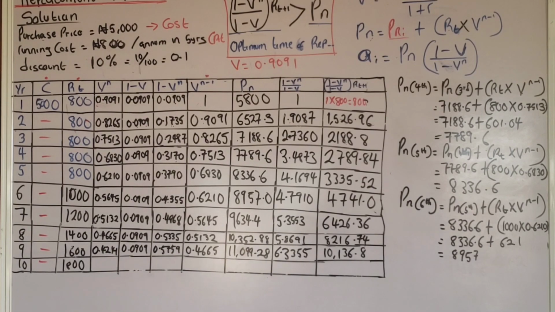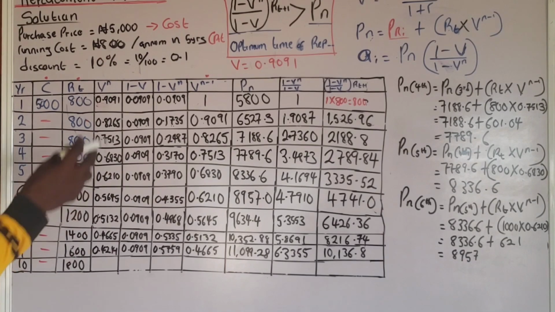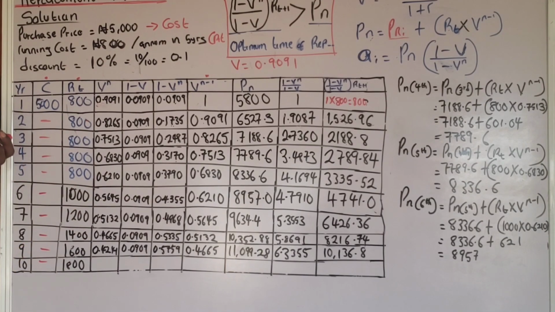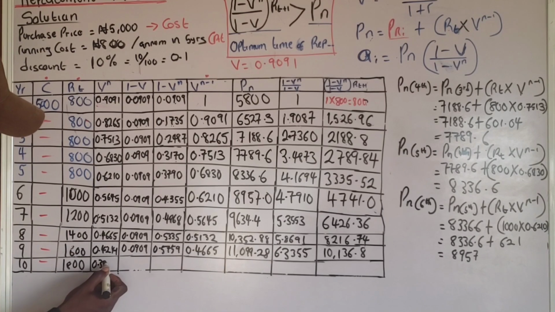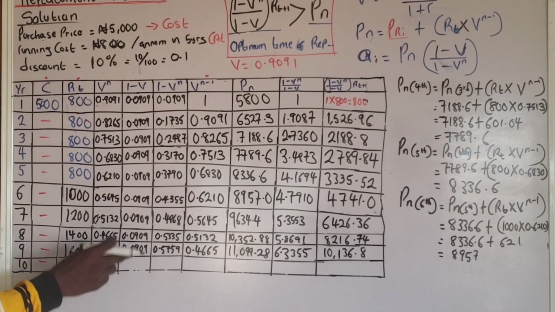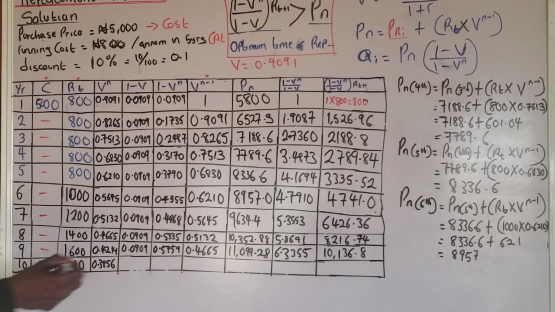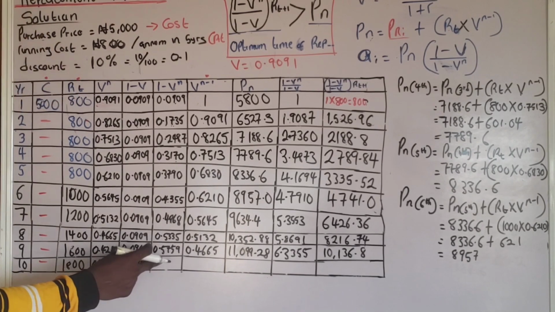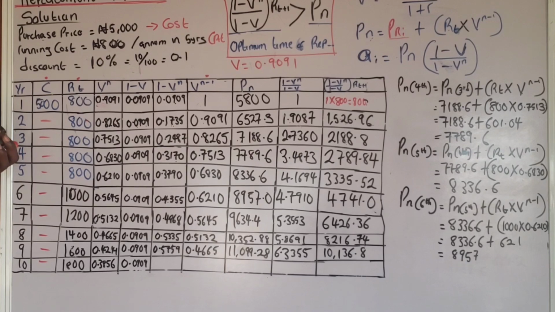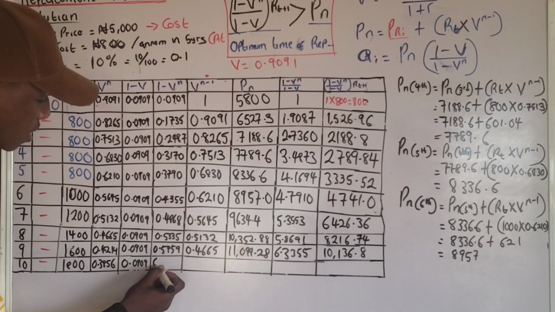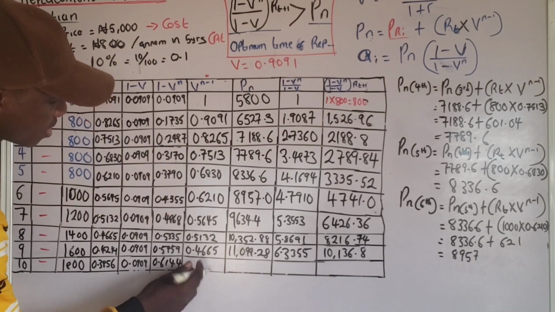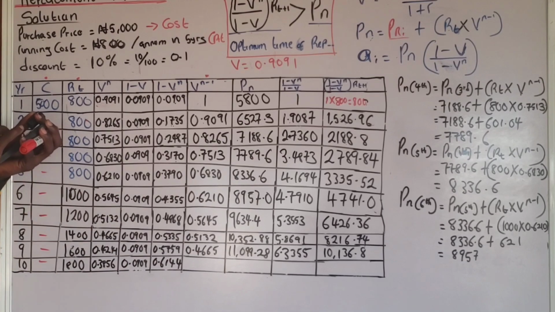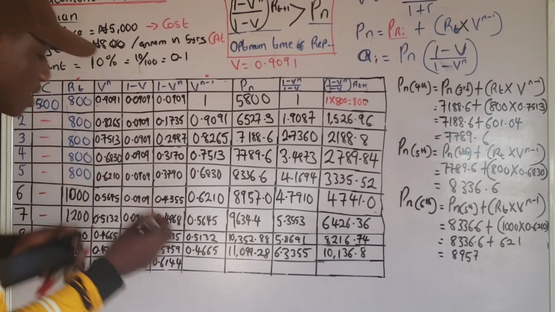So for the 10th year, we are going to have v raised to the power of n. That is 0.9091 raised to the power of 10. That will give us 0.3856. Now let's get 1 minus v. That is also 0.0909. And for this, 1 minus v raised to the power of n, that is 0.6144. And for this, v raised to the power of n minus 1, that is 0.4241.